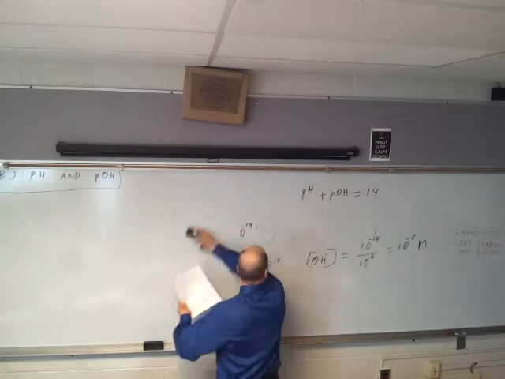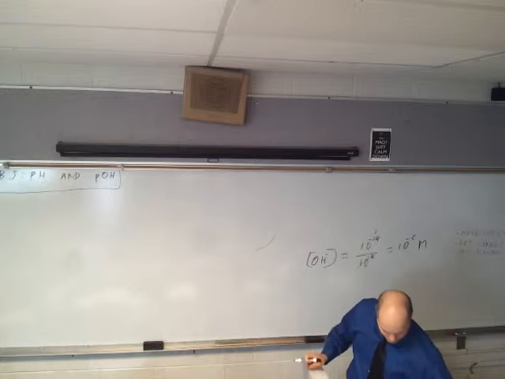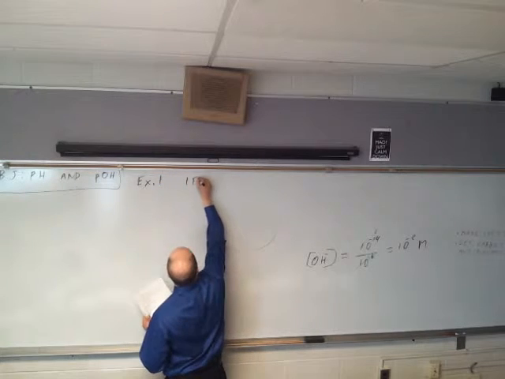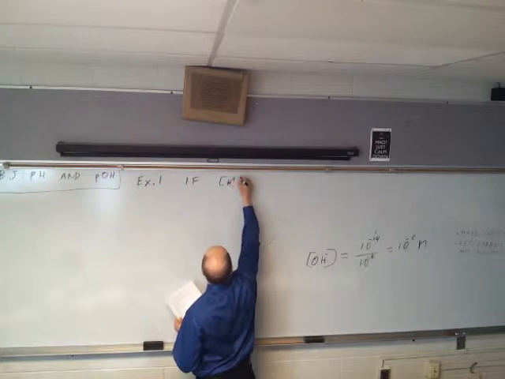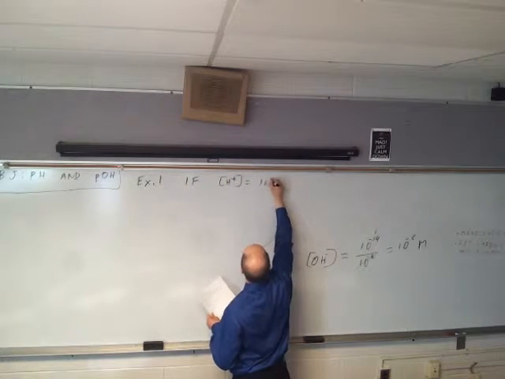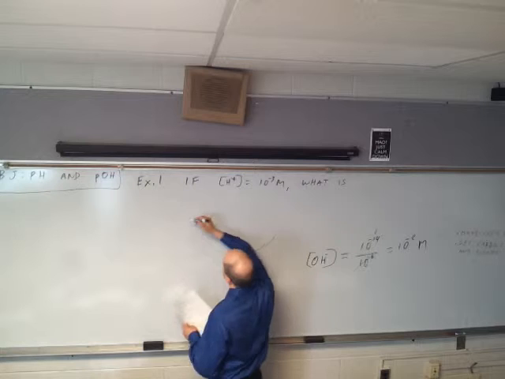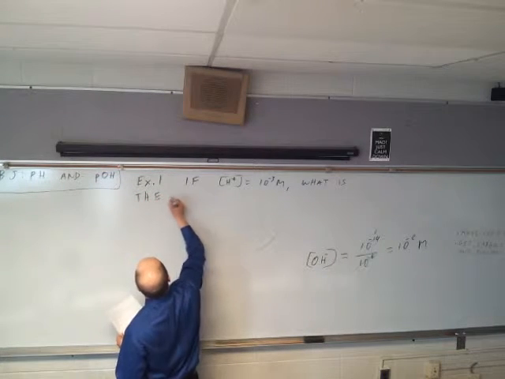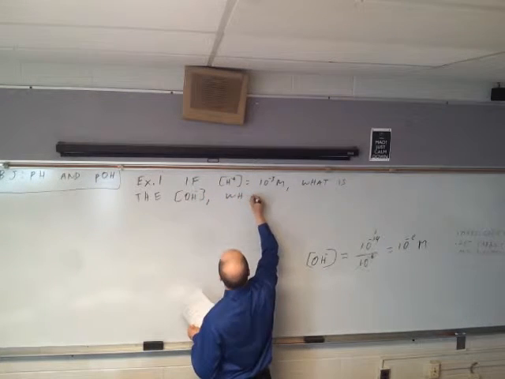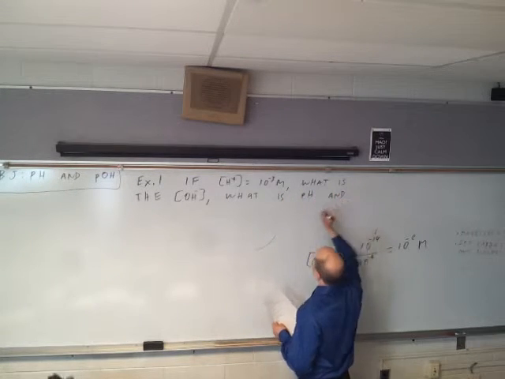Let's do just one problem, and we'll keep this short. If the hydrogen ion concentration, that's supposed to be an H, equals 10 to the minus 3 molar, what is the concentration of hydroxide? What is the pH? And what is the pOH?